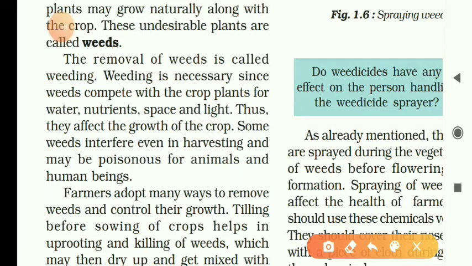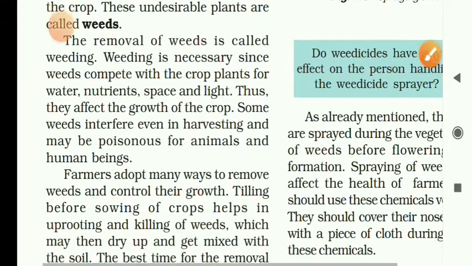So, along with the main crop, weeds are also growing. They will take water, nutrients, space and light. So, that is why that will affect the growth of the crop. Some weeds interfere even in the harvesting, gathering the ripened crop. Along with them, they will mix up. And you know that then after eating, that will be poisonous for animals and human beings. So that is why weeding is very essential.